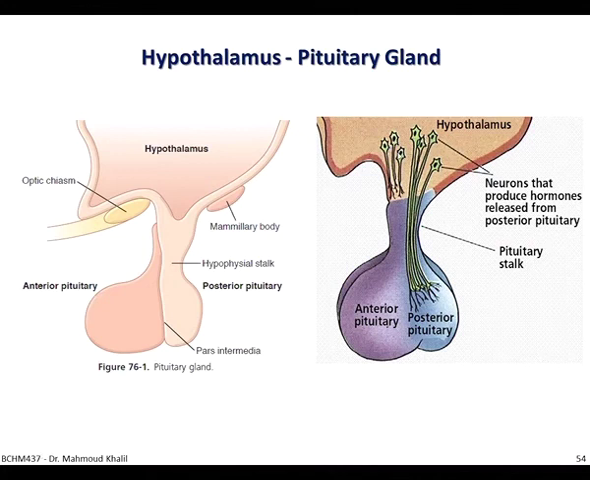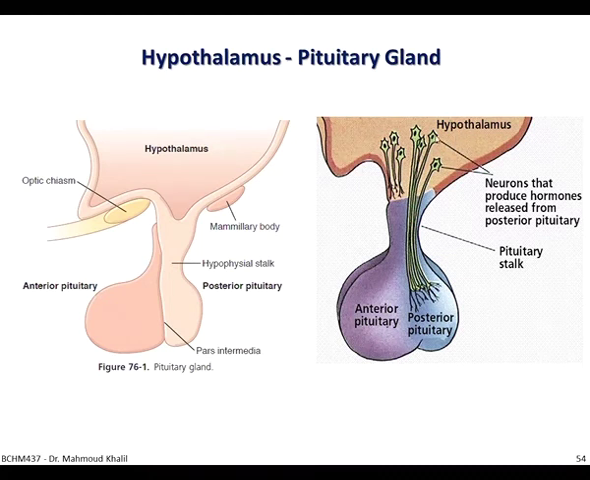If the hypothalamus sends information to the anterior pituitary, the hormone is released through the terminals and then moves from the hypothalamus to the anterior pituitary, as we said, through the hypothalamic hypophyseal portal system. While if the hypothalamus releases hormone to the posterior pituitary, it releases only two hormones, oxytocin and ADH, which is vasopressin.